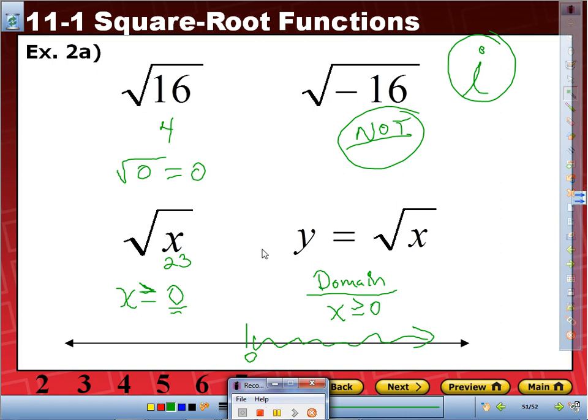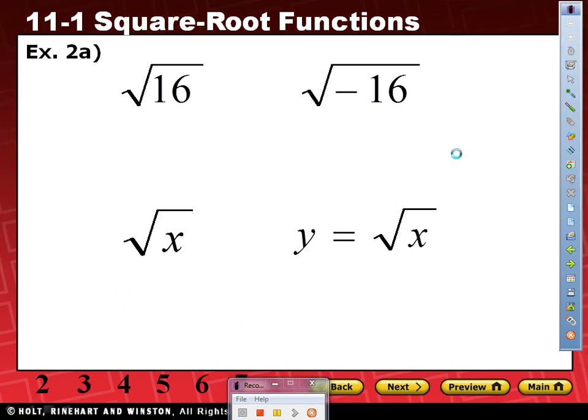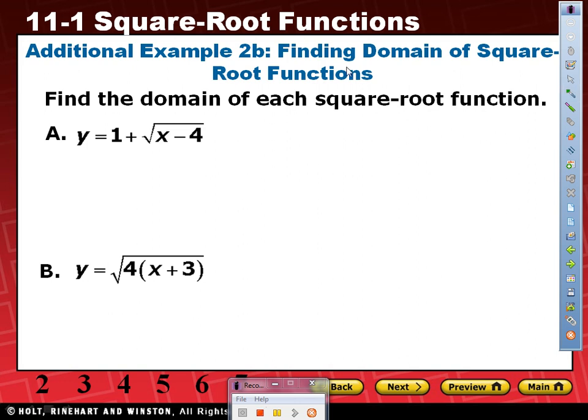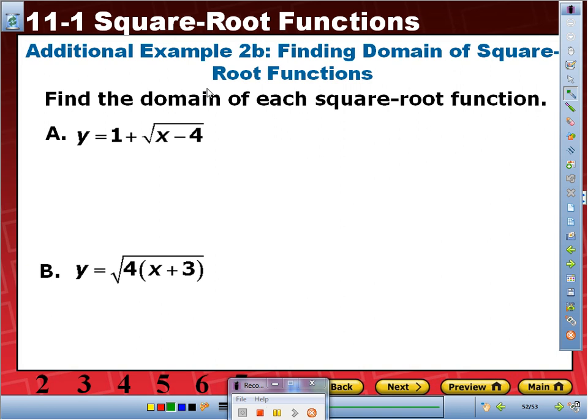All right. Everybody got this? All right. Let's go ahead and copy this one down. Example 2b. Copy these down, please. 2b. And just write, find the domain. You're going to write capital A is y equals 1 plus square root of x minus 4. And B is y equals square root of 4 times x plus 3. Copy those two, and let's do these together.